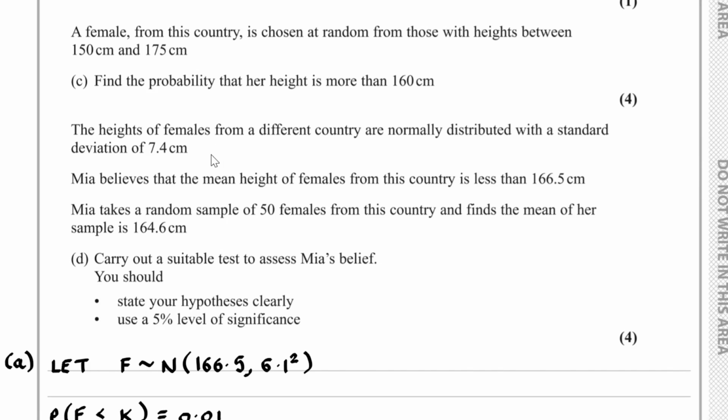And now for part D. The heights of females from a different country are normally distributed with standard deviation 7.4 centimeters. And Mia believes that the mean height of females from this country is less than 166.5 centimeters. Mia takes a random sample of 50 females from this country and finds the mean of her sample is 164.6 centimeters. We have to carry out a suitable test to assess Mia's belief. You should state your hypotheses clearly and use a 5% level of significance.